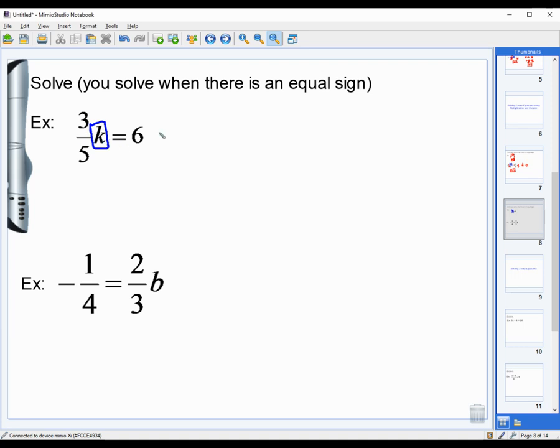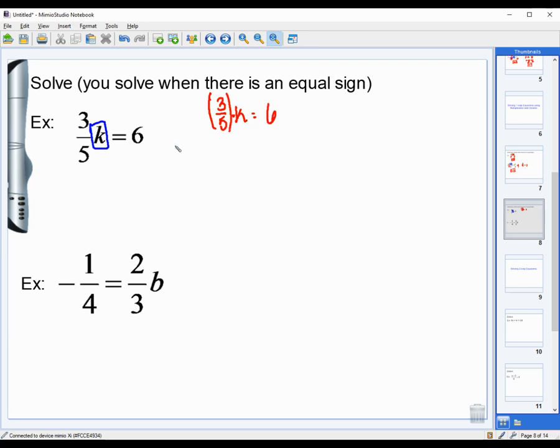3/5 k is equal to 6, okay? So what I'm saying here is that we have a fraction, 3/5, right? And we're multiplying that fraction by k, and that is equal to 6, okay? Notice what I said. I said we were multiplying. This is a multiplication right here. 3/5 is division, right? That's a fraction, that's dividing. However, 3/5 k is multiplying that 3/5 that we have by k.